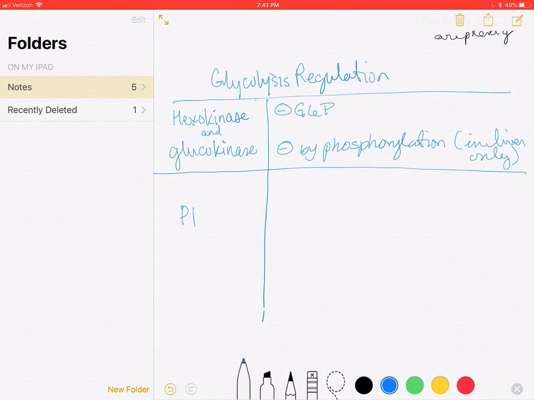Okay, next we have phosphofructokinase, PFK, and we learned that it's inhibited by high energy charge, so inhibited by ATP. It's activated by AMP, and in muscle, it's inhibited by a low pH. And that is in muscle only.